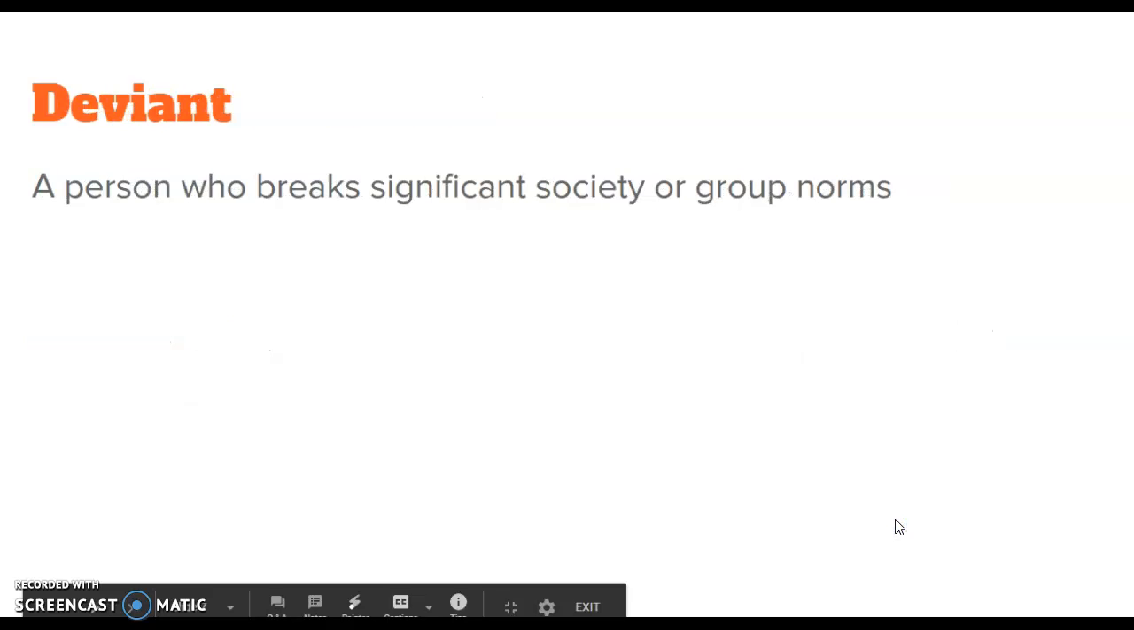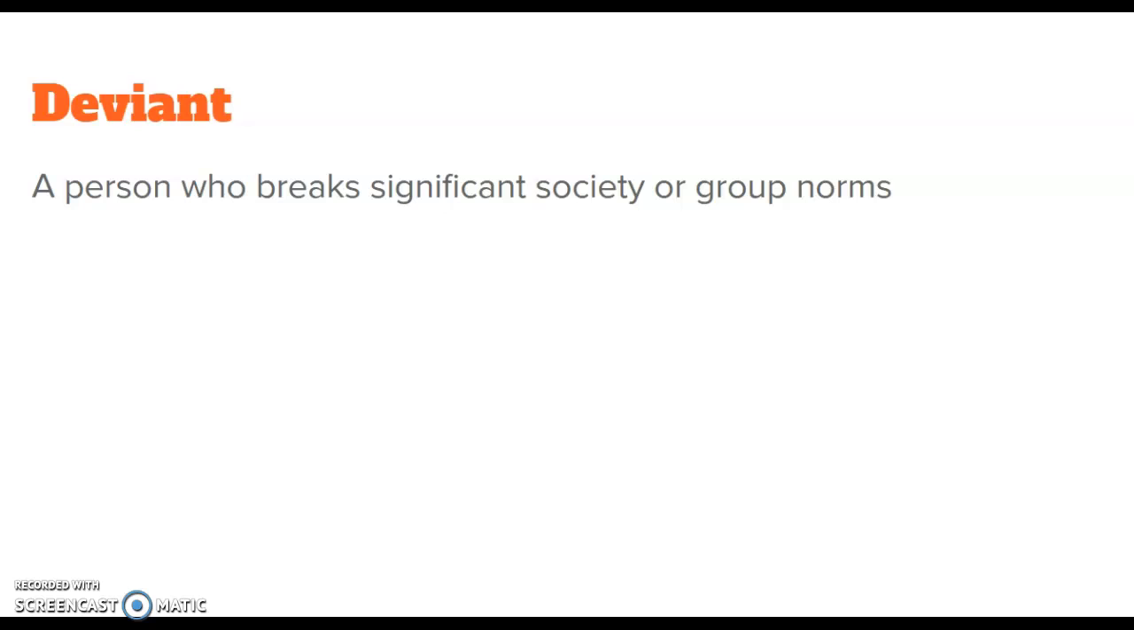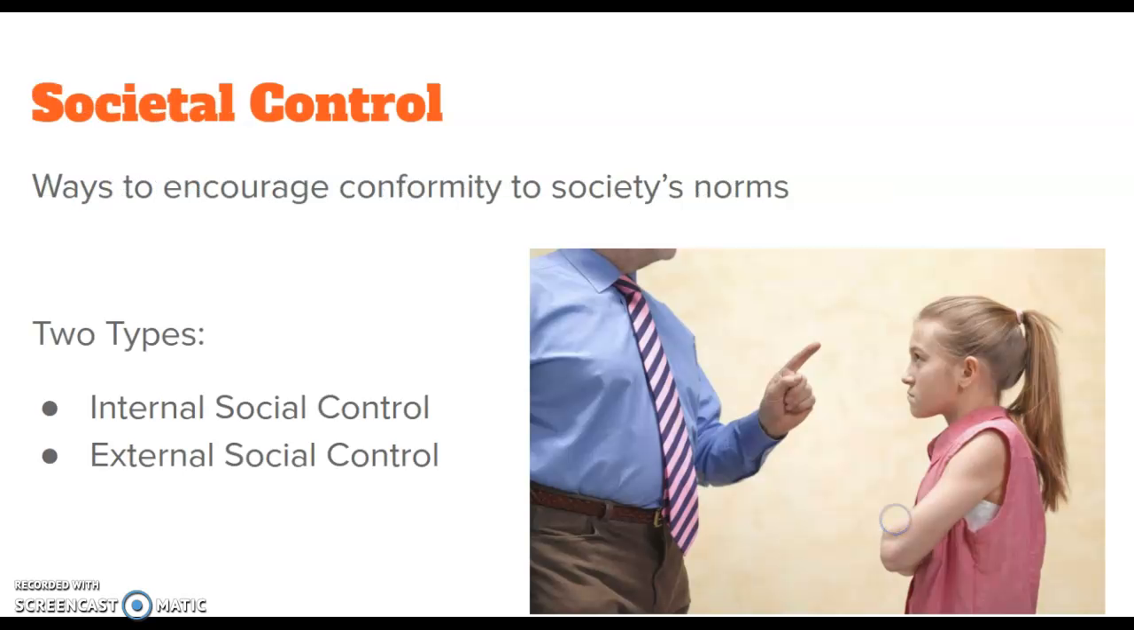Now, when we talk about deviance, we have to talk about a person who breaks significant society or group norms, and that person themselves is called a deviant. So make sure that you understand that a person who breaks those rules is oftentimes called a deviant.